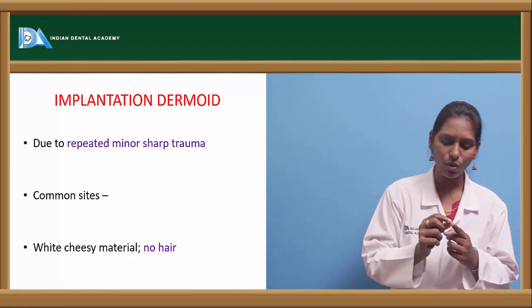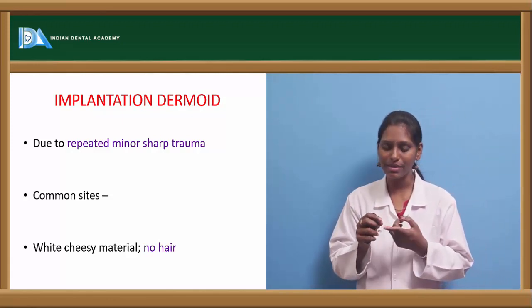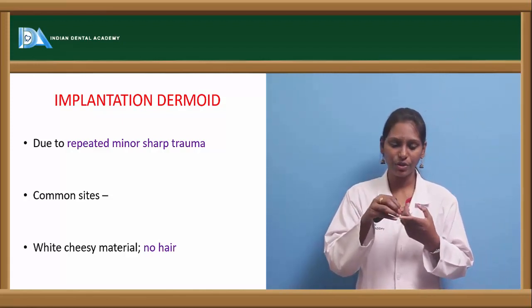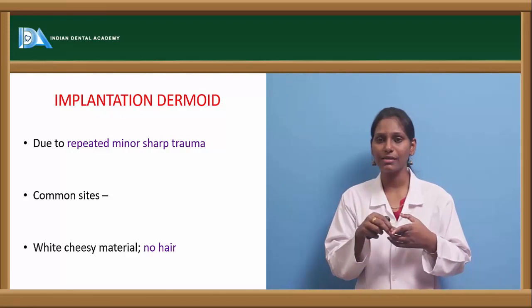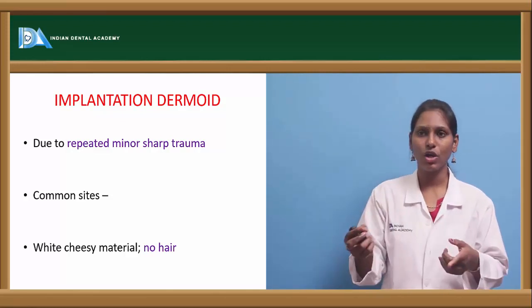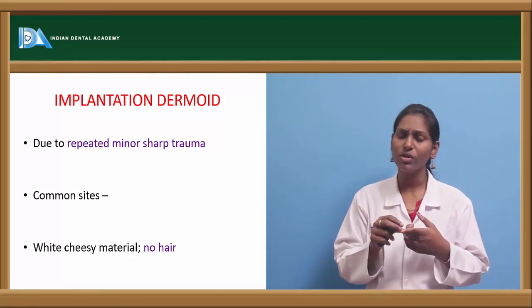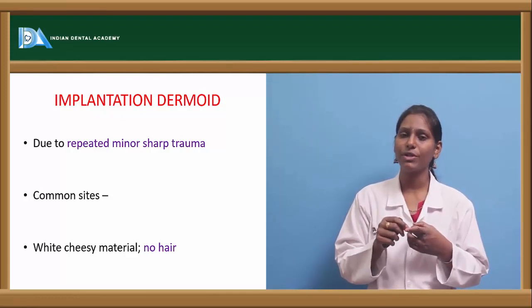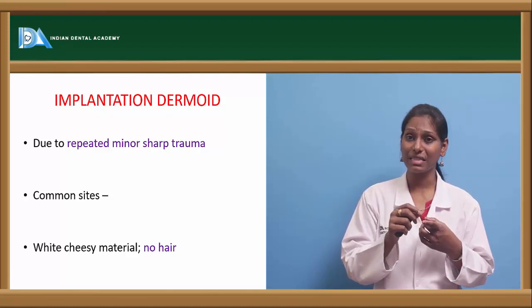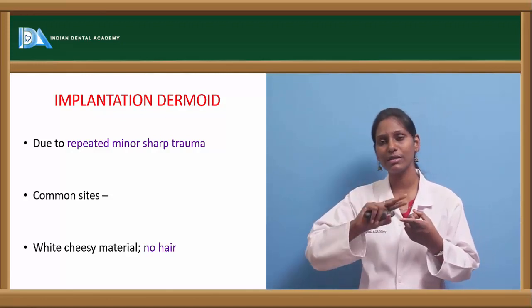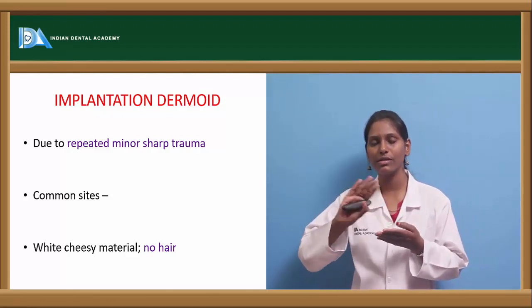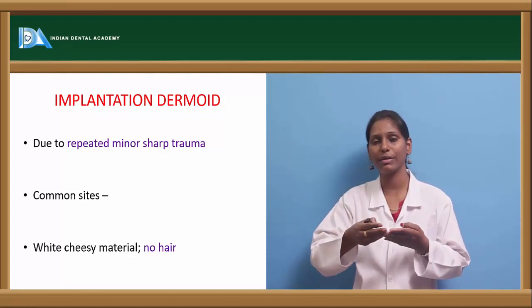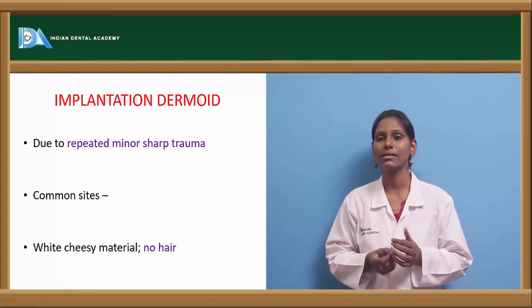Because of this smaller size, they are usually firm. They are slightly firmer in consistency when compared to other normal dermoid cysts. Also, as I said, it is because of a pricking or any sharp injury. So we can see that prick scar on the surface of the cyst. Skin on the cyst lining will be present, and sometimes we can see a scar.